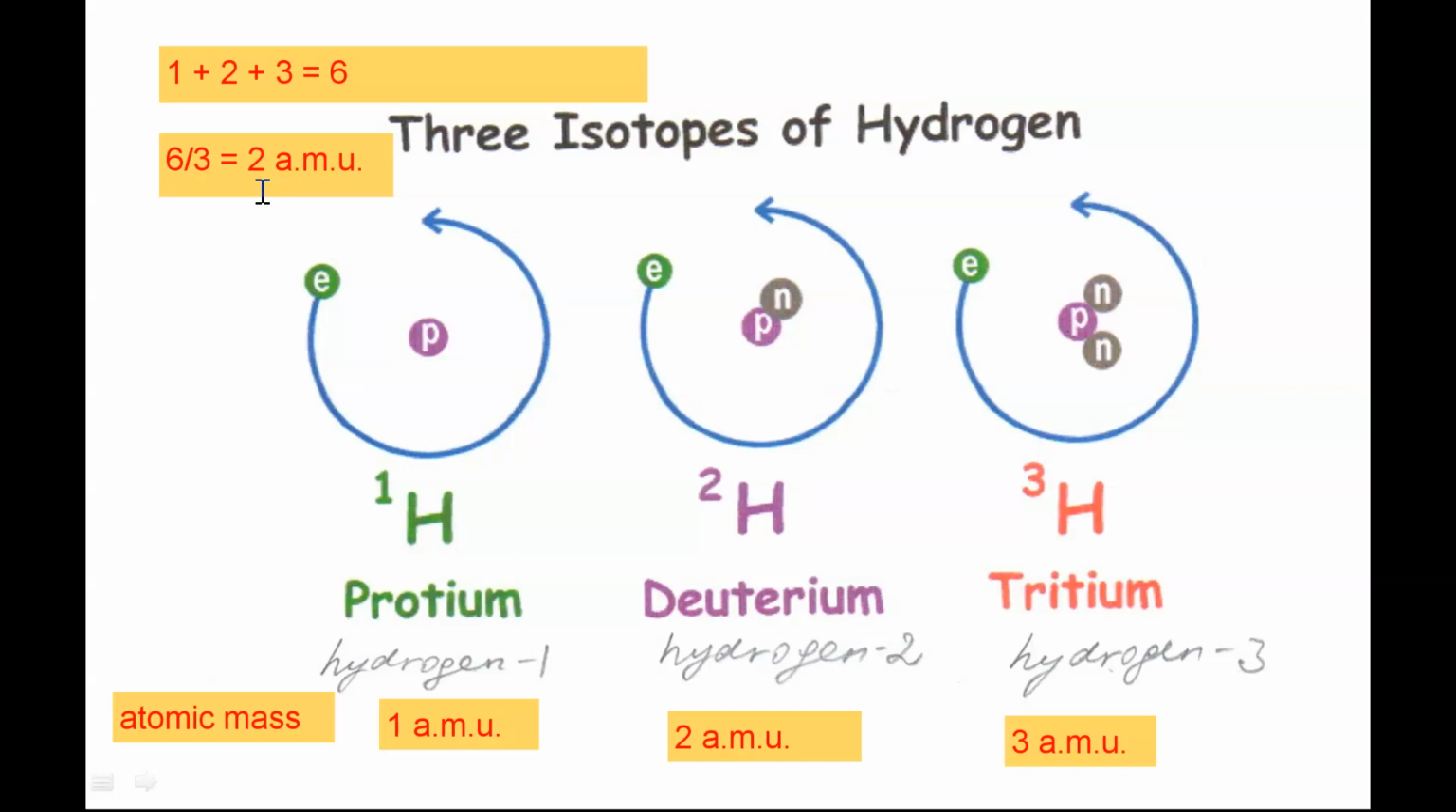But in real life, 99.9% of hydrogen atoms are going to be hydrogen 1 isotopes, like this, that have atomic mass of 1 atomic mass unit. And there will be very, very small percentage of hydrogen 2 atoms and very, very small percentage of hydrogen 3 atoms. And that's why if we are going to calculate the average mass, it is not going to be 2 atomic mass units.